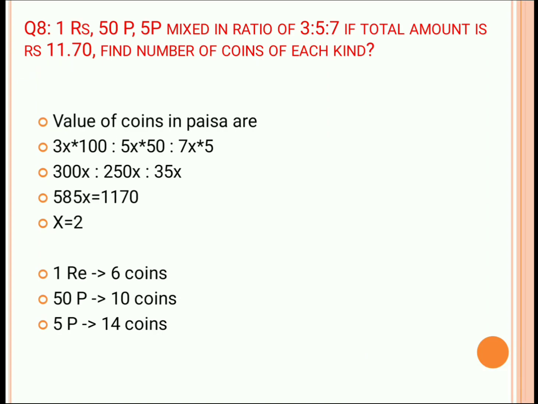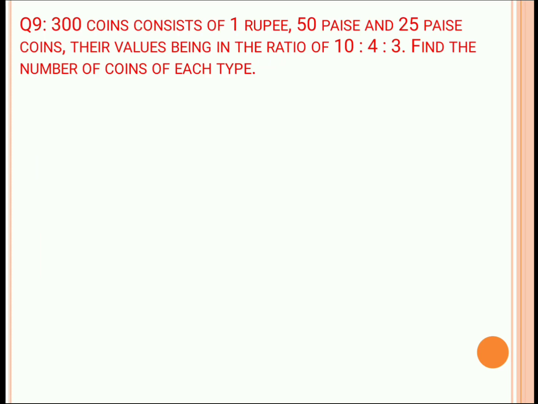Now let's move to the next problem, question number 9. 300 coins consist of 1 rupee, 50 paisa, 25 paisa coins. Their values are in the ratio of 10 is to 4 is to 3. Find the number of coins of each type.